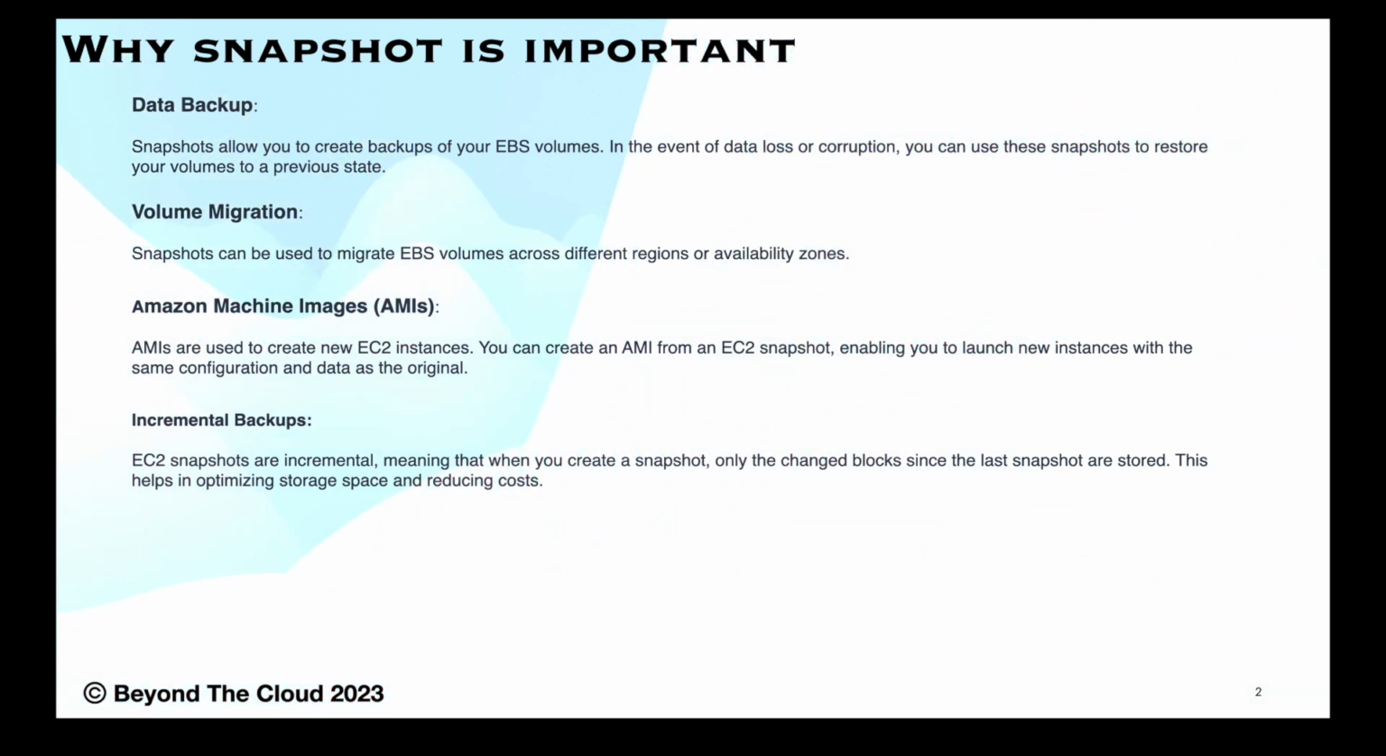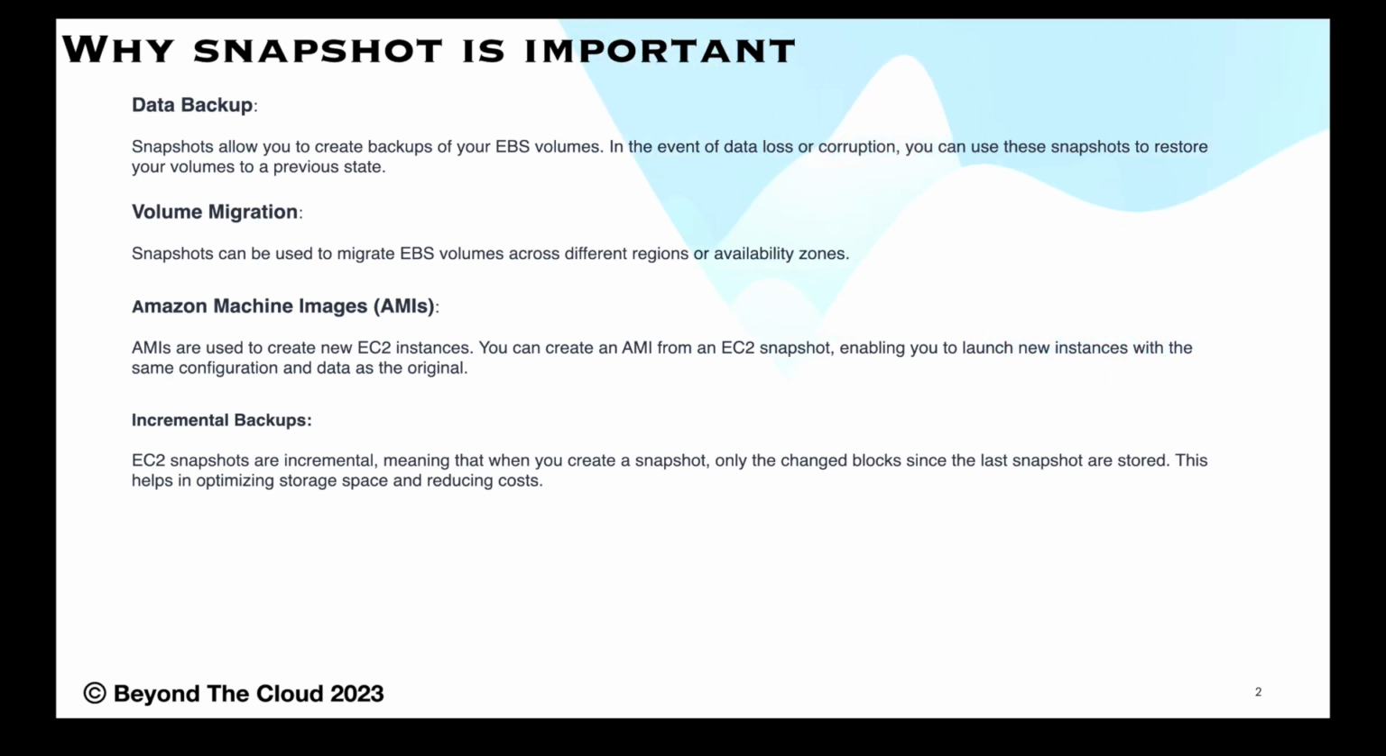AMIs are used to create new EC2 instances, and you can create an AMI from an EC2 snapshot as well, enabling you to launch an EC2 instance with the same configuration and data as the original. If you don't know about AMIs, please take a look at my previous video, then you will understand what an EC2 AMI is and how we can launch it.